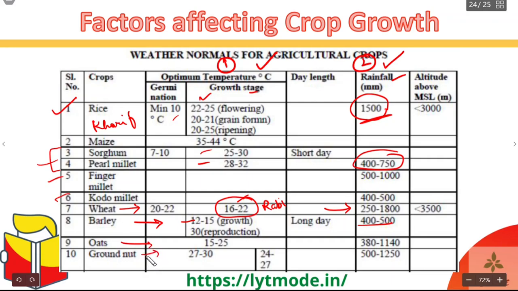There are 27 crops. You need to remember the rainfall and the optimum temperature, most important. Altitude also, if you can remember, that's good, but these two are the extremely crucial ones which you have to remember. There's no other option.